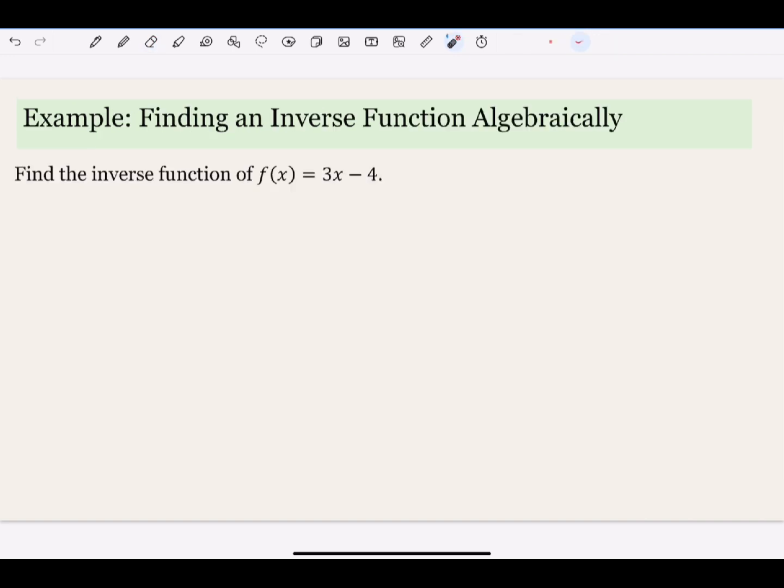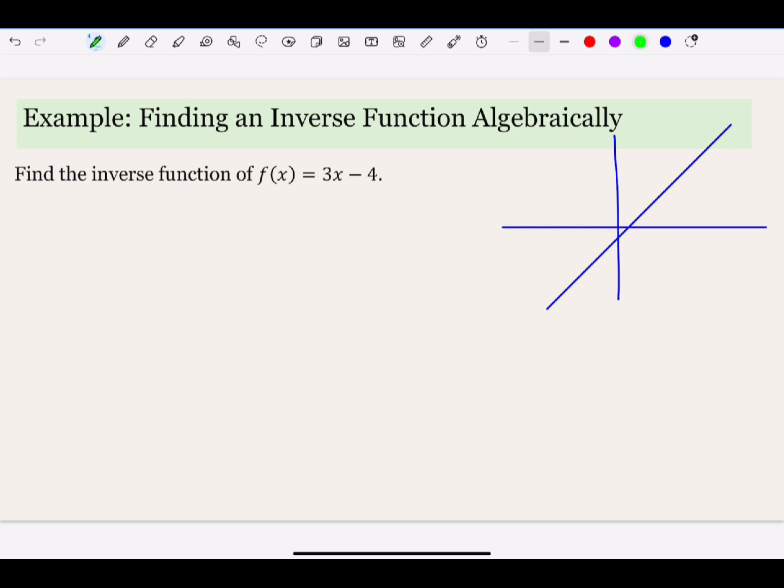In this example, you have to find the inverse of f of x. First of all, you have to make sure that this function has an inverse. To do that, you have to use the horizontal line test, so you have to sketch this function. This f of x is a linear function, so it is a straight line. I'm not trying to sketch this perfectly. You can use your calculator to sketch this function. If you sketch it, it will be a straight line like this.